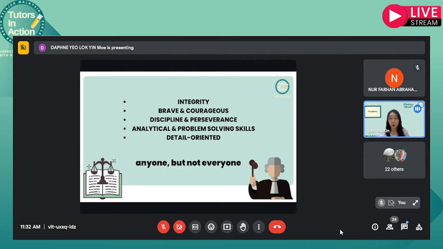So the first one is integrity. I feel like integrity is the most important thing if you want to become a lawyer, because if you don't have your own principles, you don't know what's right, what's wrong, you're just going to do the wrong things and the world will end up being corrupt.